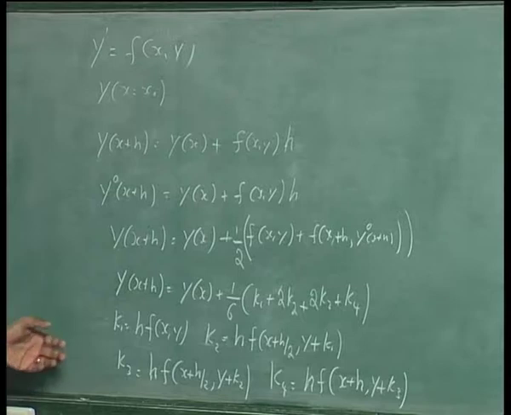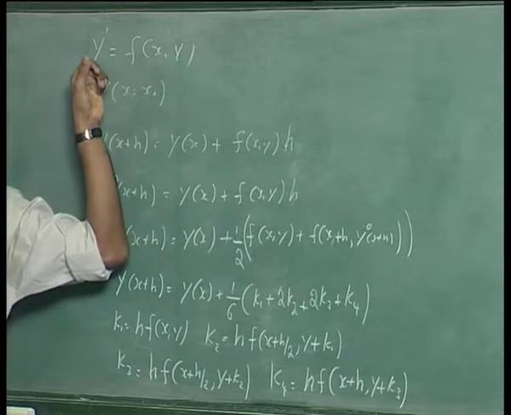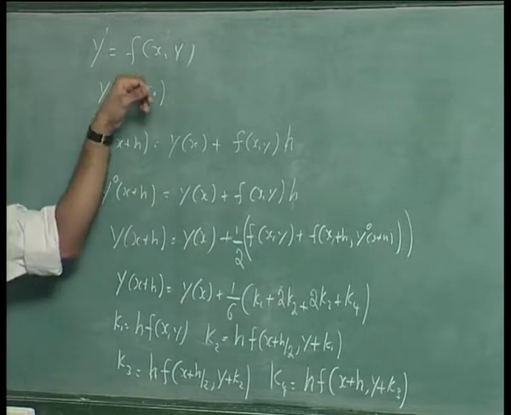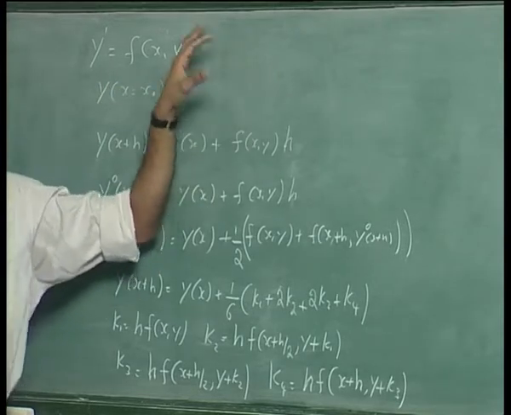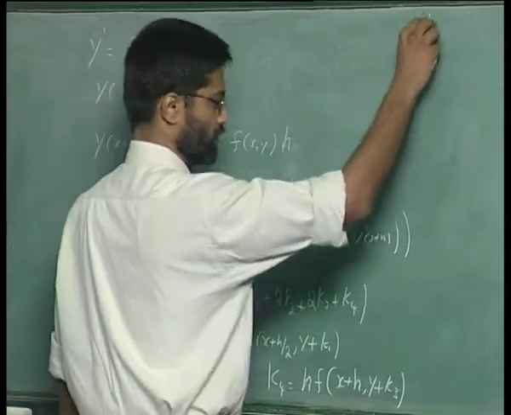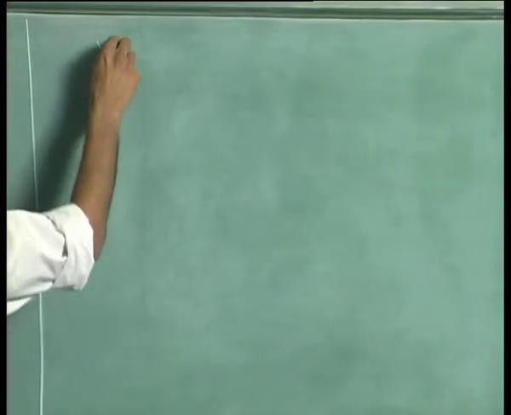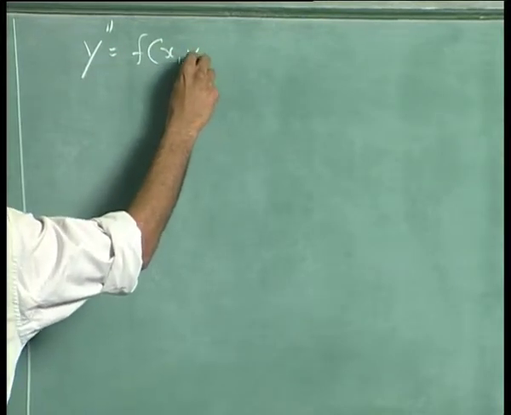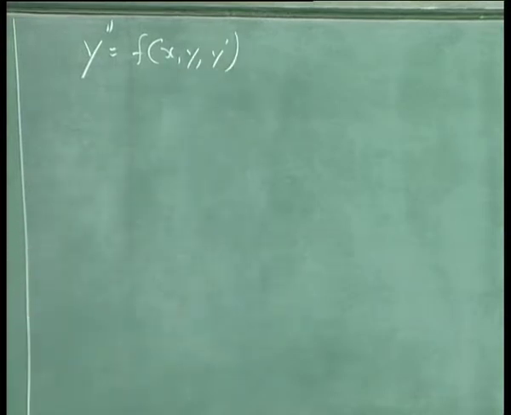Now the question would be, if I want to solve higher order differential equations, what would I do? How do I proceed in the case if I had to solve a higher order differential equation? That is, if I had to take differential equations of the form, let us say, y double prime is equal to some function of x, y and y prime. So now the right hand side is a function of x, y and the first derivative, and y double prime is the second derivative. Let us say this is an equation of order 2.